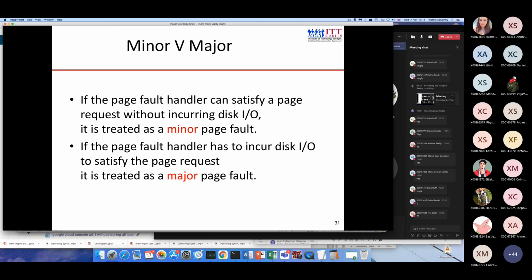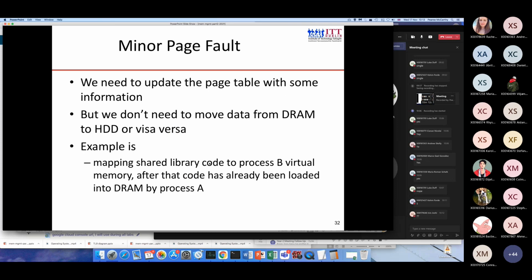So what is a minor page fault? We need to update the page table, but we don't need to get anything from hard disk. So we don't have I/O from a hard disk, which is slow compared to DRAM. But we had to update the page table. Why would we have to do that? The example is below: mapping shared library code to process B virtual memory after that code has already been loaded into DRAM by process A. What does that mean?